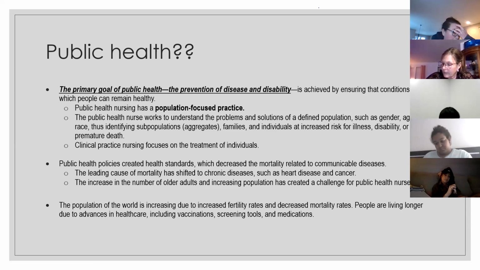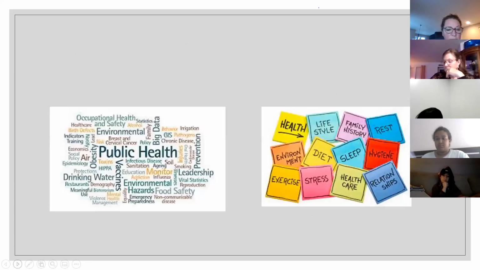This is pretty much data. I need you to know the data on this. So the primary goal is going to be our prevention of anything. Population focused practice, but we are going to treat individuals. The leading cause of mortality is chronic diseases. The increase of older adults, baby boomers, is going to be a challenge for us as public health nurses, and the population of the world is increasing. It's increasing because we have all these things. Just know this data.